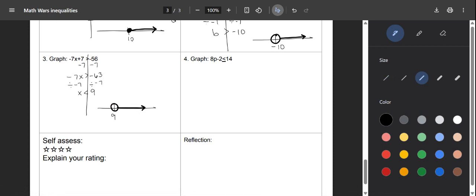Welcome back. When you solve that out, you should have gotten x is less than 9. And when you graph it, that's an open circle, shading everything to the right. Remember, since we're dividing by negative 7, that flips our inequality symbol.